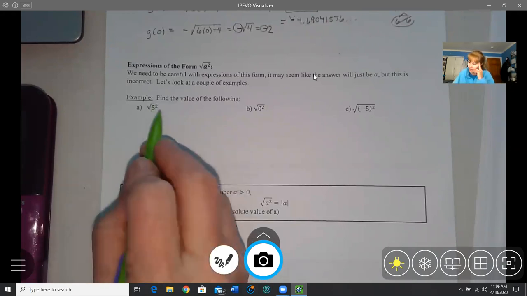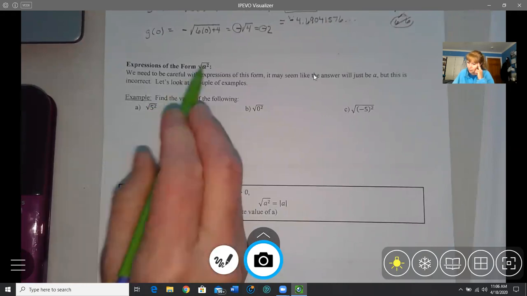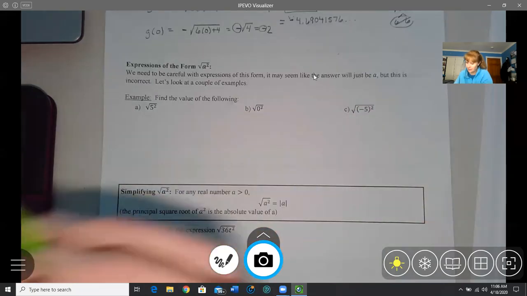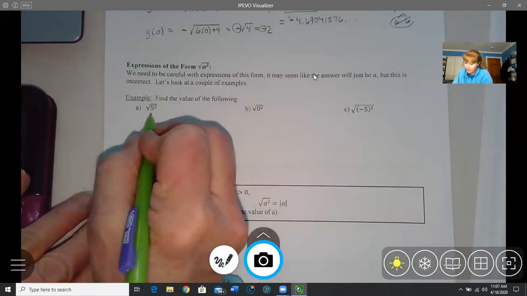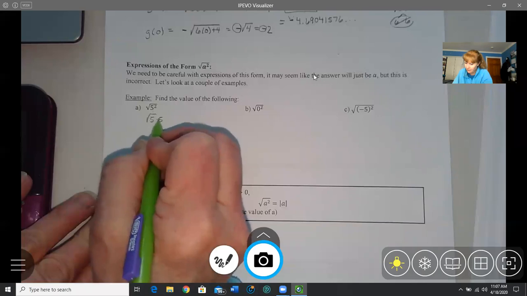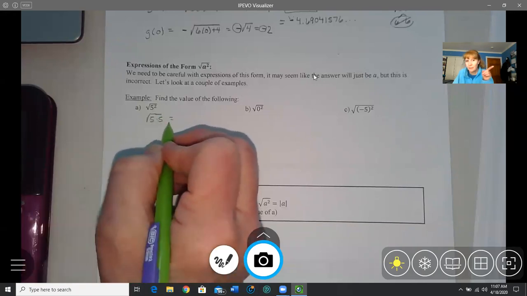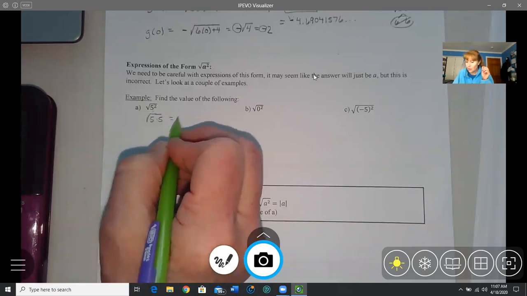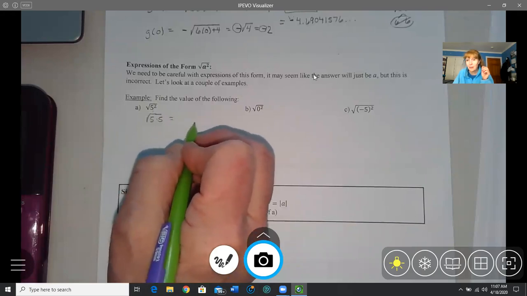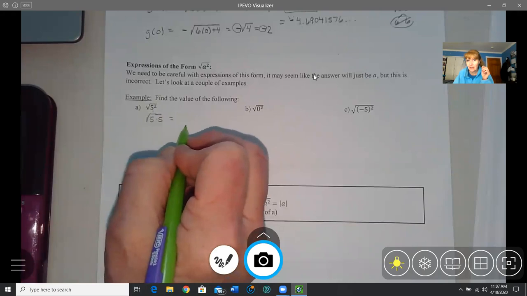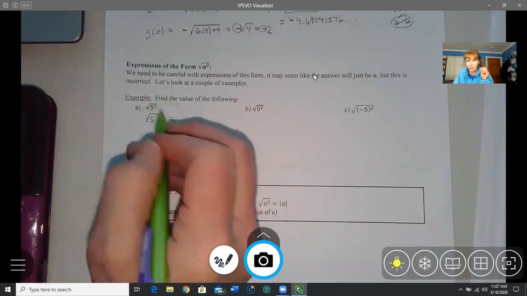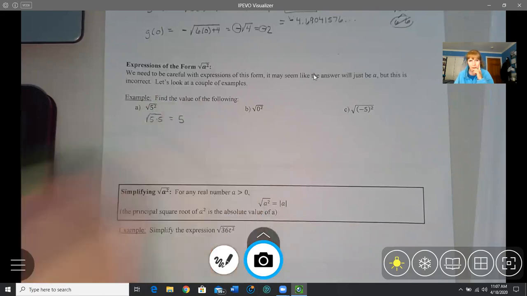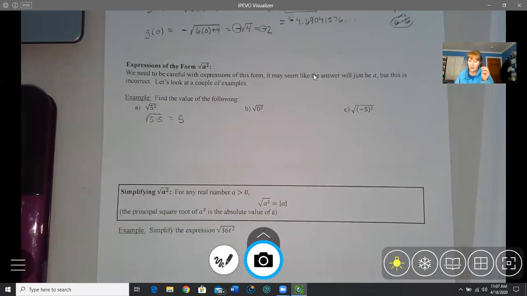In this example right here, you're squaring the 5, so you've got 2 of these. This is the same thing as 5 times 5. You've got to remember that the radical means the principal square root, so when you simplify, it has to be positive. That's what we mean by, you have to be careful here. So the answer is a positive 5.